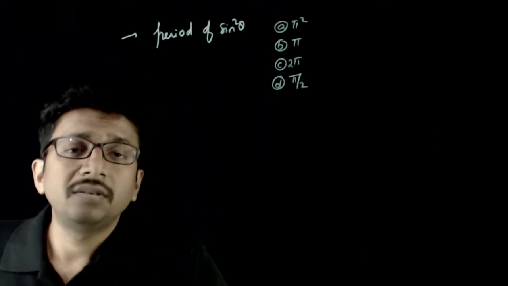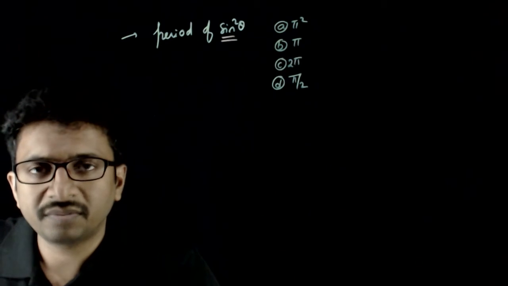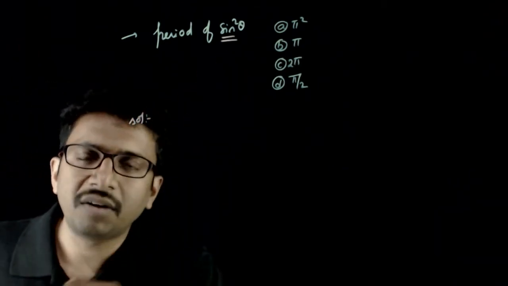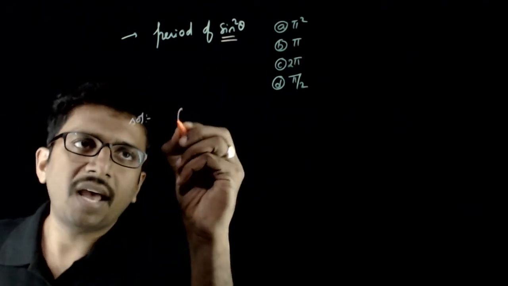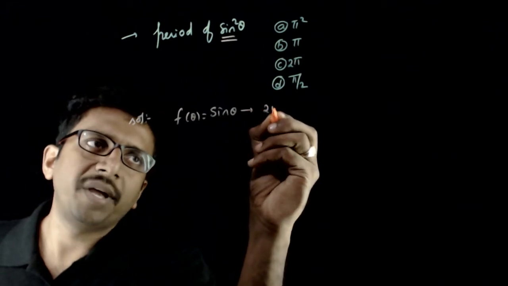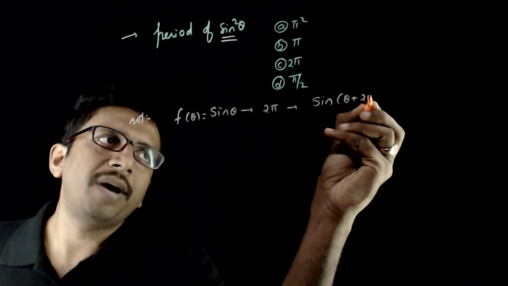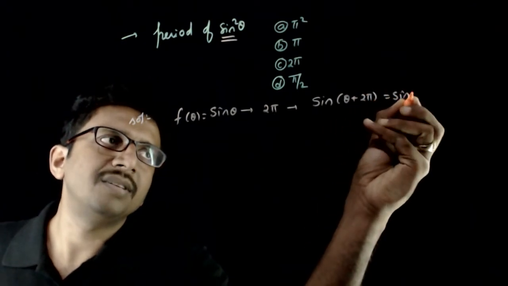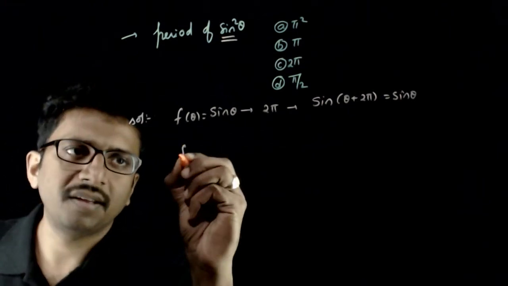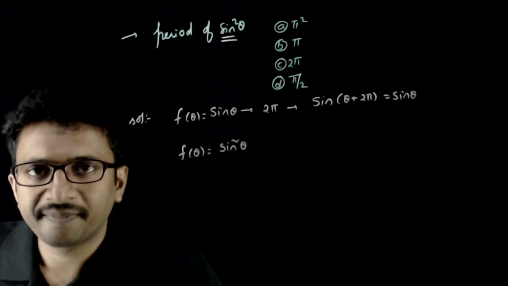So welcome students. In this question, you're asked to find the period of sine square theta. So we know that sine theta repeats itself after an interval of 2 pi. So if you take f of theta is equal to sine theta, the period is 2 pi because sine of theta plus 2 pi will be equal to sine theta. But here the function is sine square theta. f of theta is equal to sine square theta.